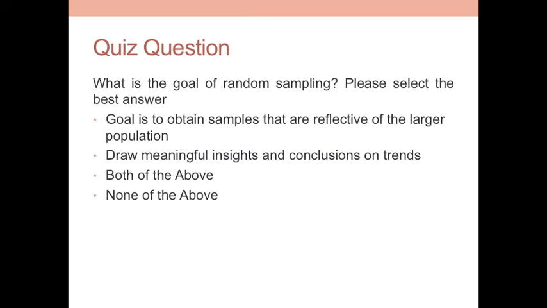Alright, next quiz question. What is the goal of random sampling? Please select the best answer. And your options are 1. The goal is to obtain samples that are reflective of the larger population. 2. Draw meaningful insights and conclusions and trends. 3. Both of the above. Or 4.